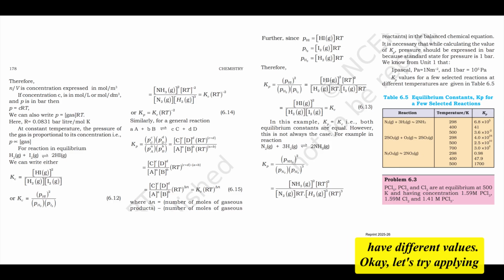Okay, let's try applying this. Say, for the reaction 2NO(g) plus CO(g) equals the products, we're given that Kc is 3.75 times 10 to some power at a temperature of 1069 Kelvin. How would we find Kp?